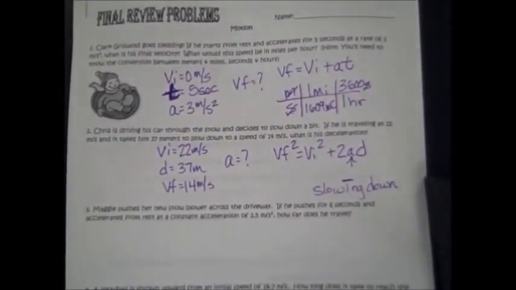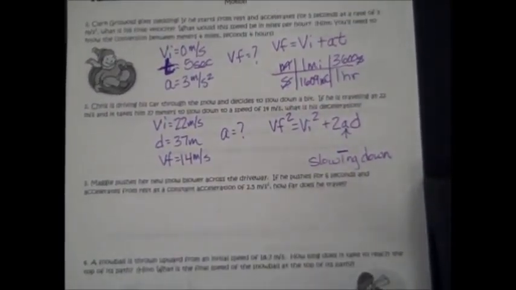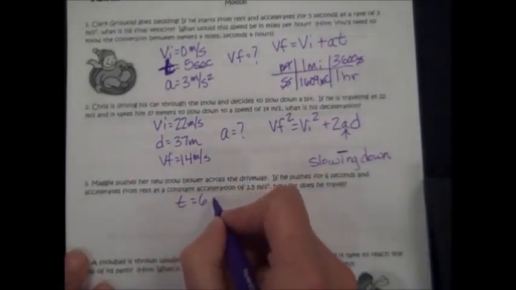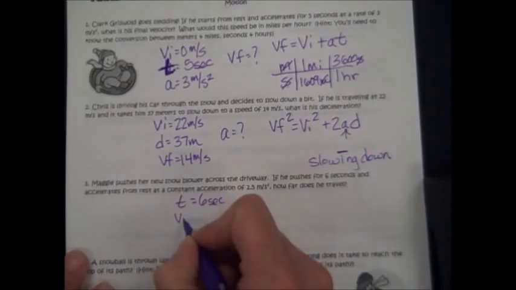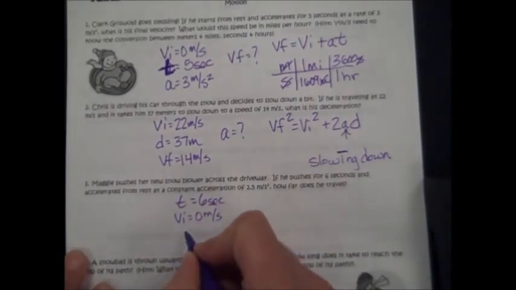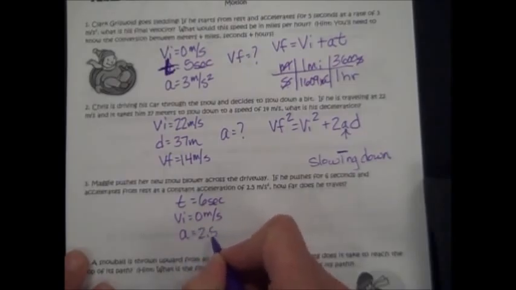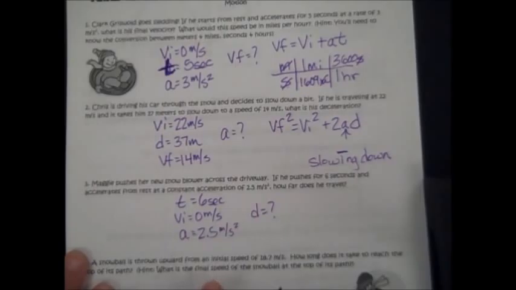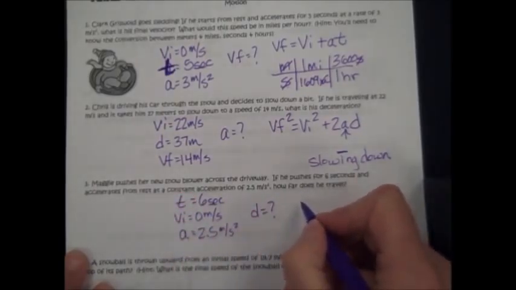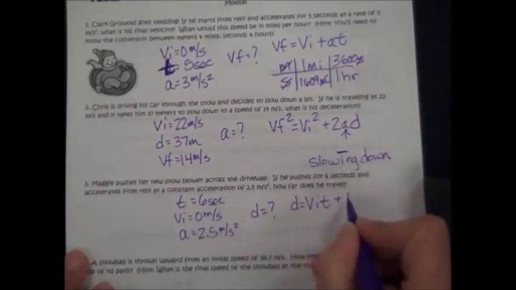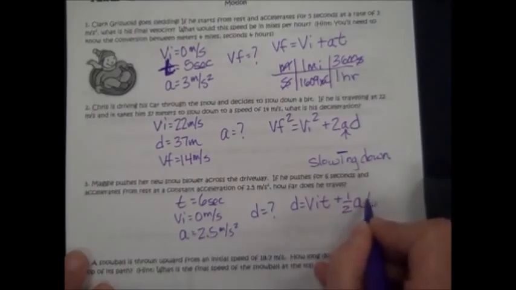For the next one, pushing the snowblower across the driveway. If he pushes for a time of 6 seconds and accelerates from rest, so you need to know that would mean his initial velocity would be 0, at a constant acceleration of 2.5 meters per second squared. If you're looking for how far, the equation that would relate d, a, vi, and t would be d equals vi t plus 1/2 a t squared.